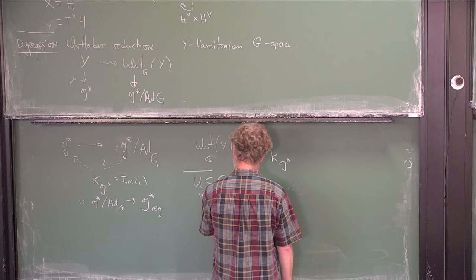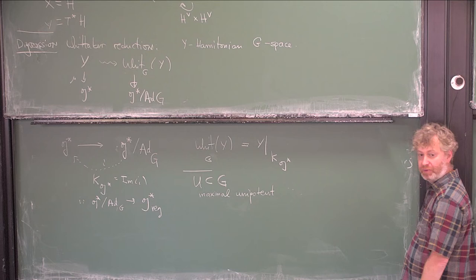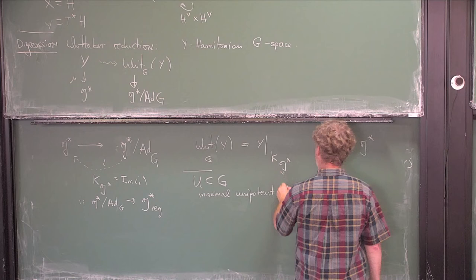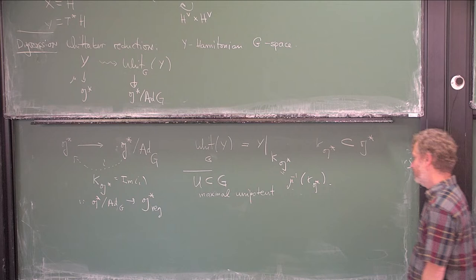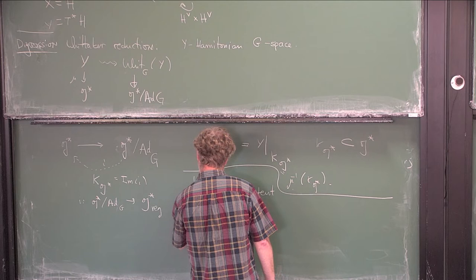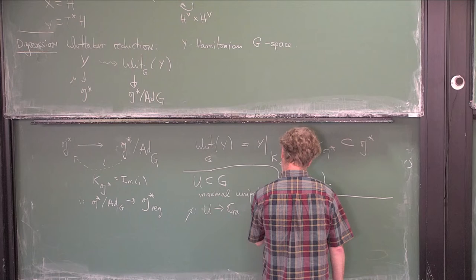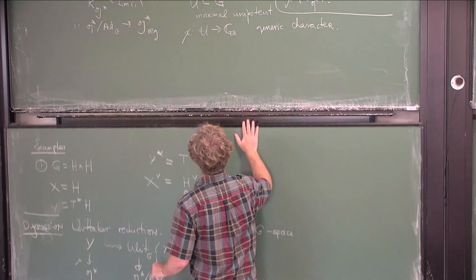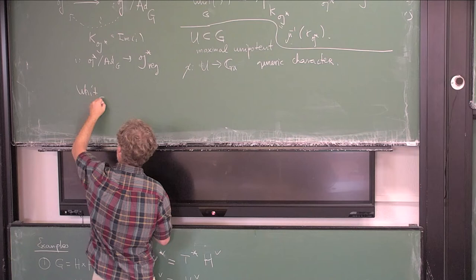So for example, for GL_N, that would be the strictly upper triangular matrices. So in other words, you can write this as a preimage under the moment map. Suppose chi from U to the additive group is a character. Then the claim is that this Whittaker reduction does the same thing as the Hamiltonian reduction of Y with respect to U with this character.